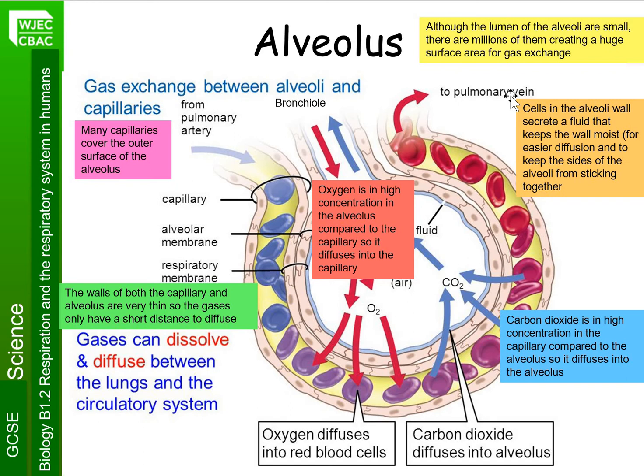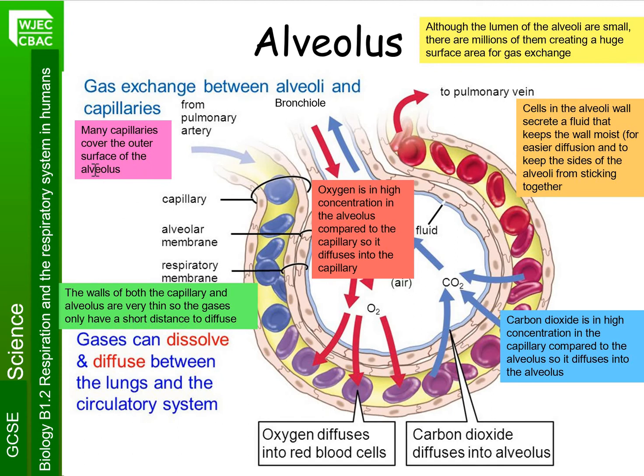if we were to take every single little alveoli and squish it flat a bit like bubble wrap and put them all next to one another, they would take up the surface area of the tennis courts. That is how much surface area you have in your lungs. We also know that there are many capillaries covering the outer surface of the alveolus. So we can see this pink structure here.